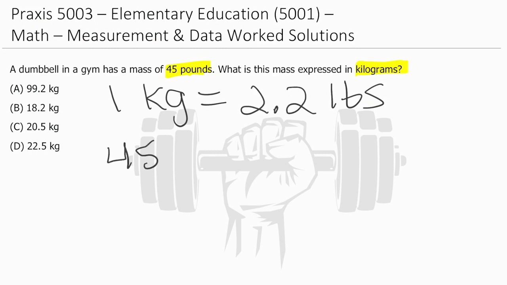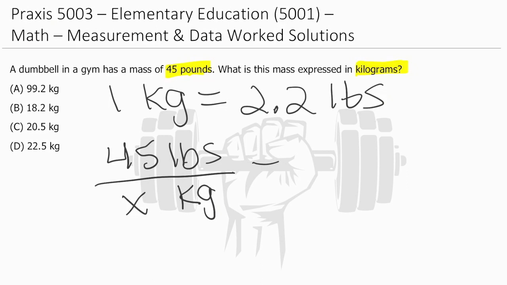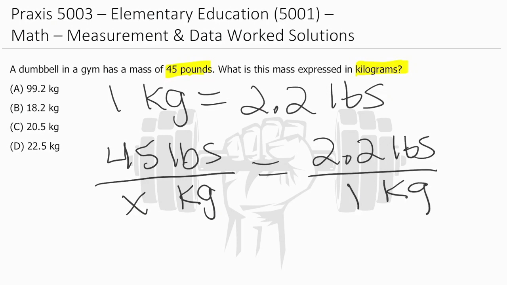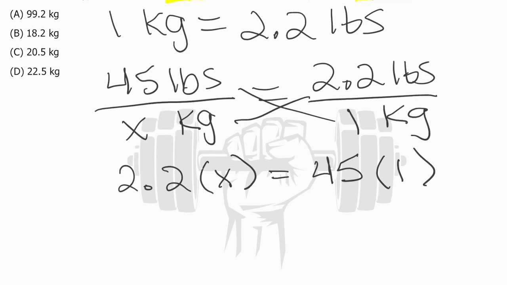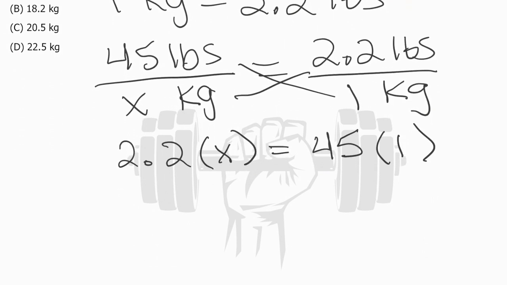So we have 45 pounds is equal to X kilograms. That's what we're solving for. And we know that 2.2 pounds is equal to 1 kilogram. So we can cross multiply, and what do we get? And to solve for X, we'll have to divide everything by 2.2.